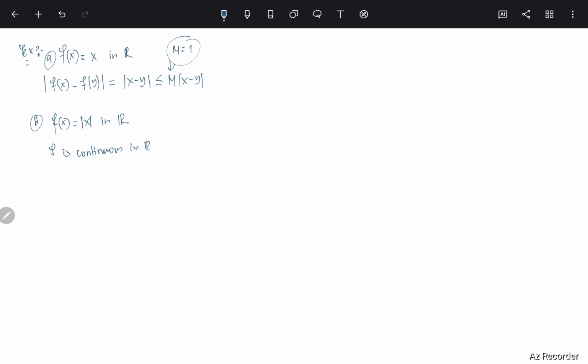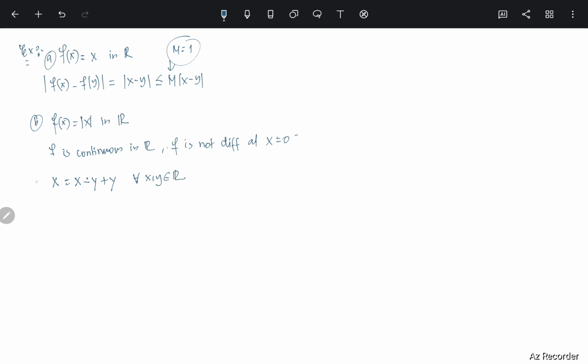And of course, we also know that f is not differentiable in R, right? It is not differentiable at the point x equals 0. But the thing is, is it Lipschitz continuous? Let's just see that. Okay, so what we have is this. See, x can be written as x minus y plus y, right? This we can do. This holds for all x, y in R. We can write it for any x, y in R.